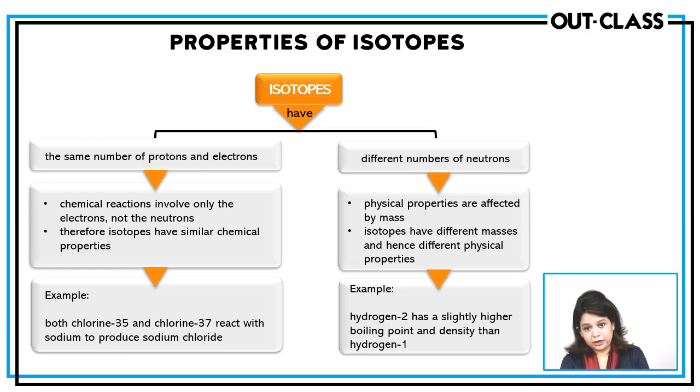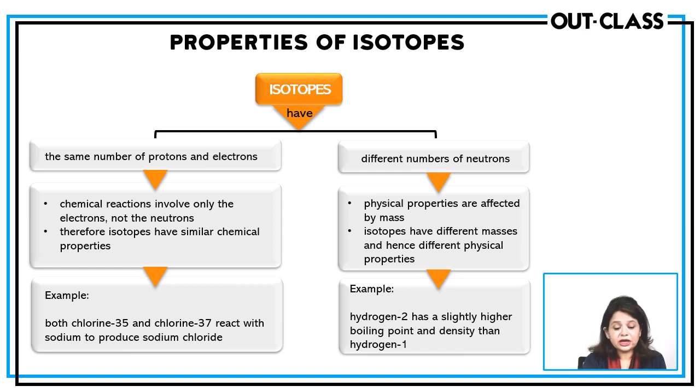Then comes the neutron number. Neutron number is different in isotopes, and as neutron number is counted in the mass of an atom, the mass will be different for isotopes. And the physical properties of an atom depend on its mass. So isotopes have different masses and hence different physical properties. उनकी physical properties different होती हैं. Their boiling point may vary, densities may vary, right? Okay, so for example, hydrogen 2 has a slightly higher boiling point and density than hydrogen 1. Obviously heavier होगा, जैसे जैसे AR बढ़ेगी उसकी density भी बढ़ेगी, boiling point भी बढ़ेगा.